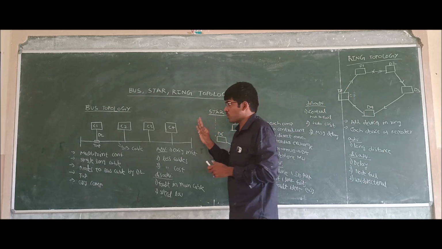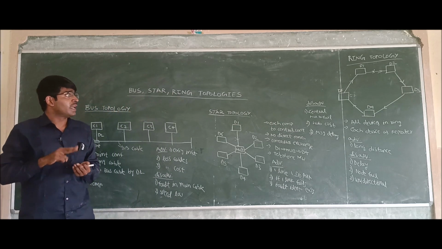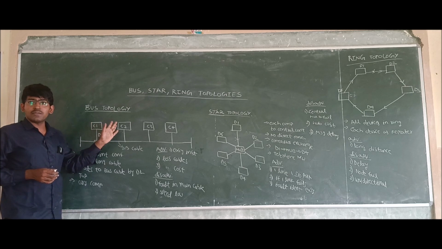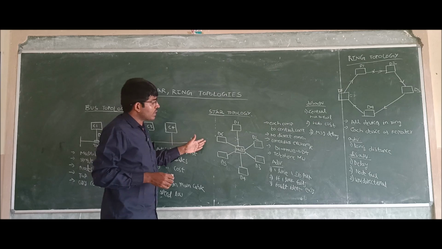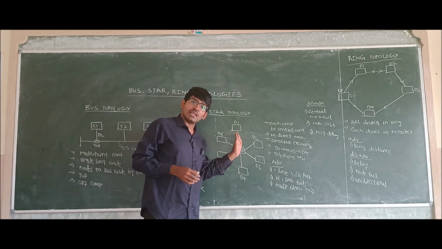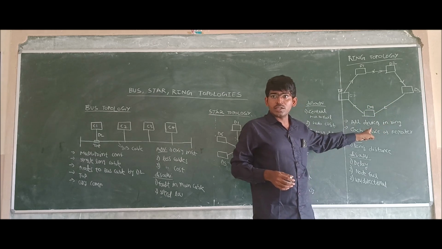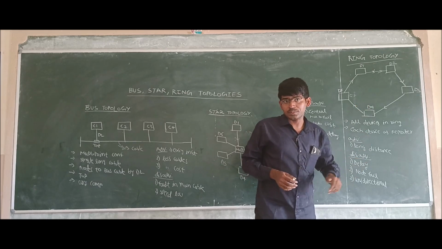So we discussed three topologies: bus topology, star topology, and ring topology. In bus topology, all the devices are connected to the main cable. In star topology, all the devices are connected to the central hub. In ring topology, all the devices are connected such that each device is connected to two other devices, you can see here.